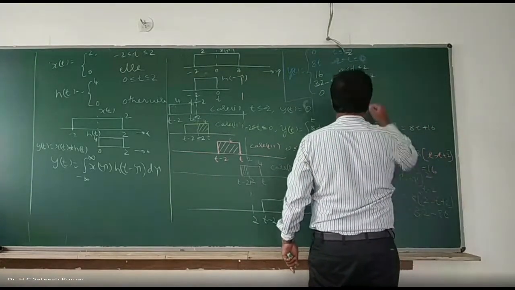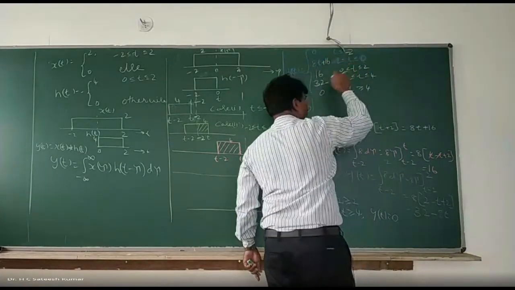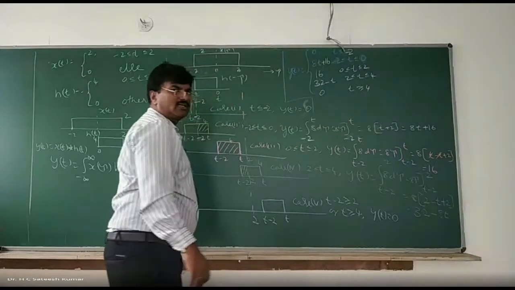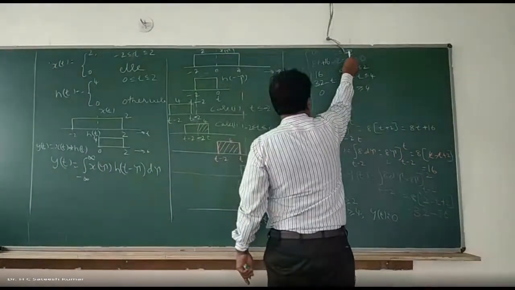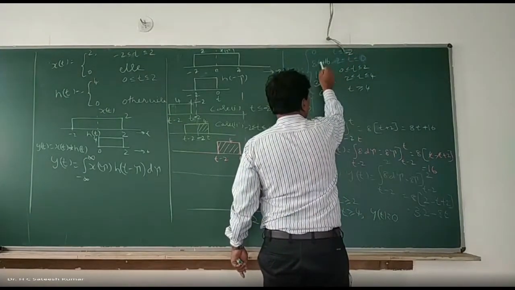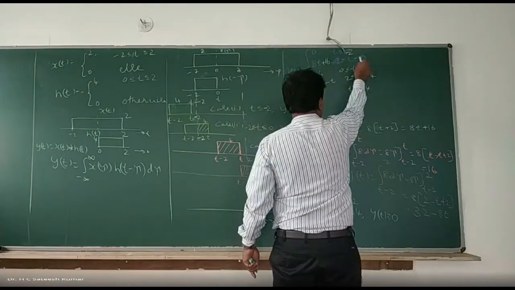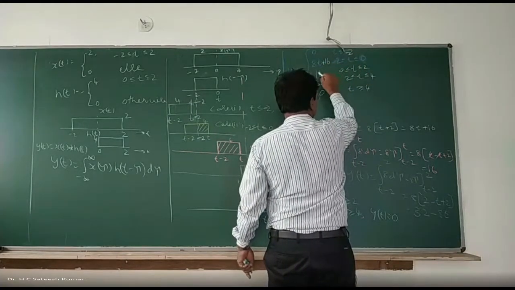8t plus 16. This is 8t plus 16. See, when you are verifying the answer, if it is not correct, it will not match at all. Now you check it out. At minus 2, it is 0. Minus 2, you substitute: minus 16 plus 16 is 0. Correct. At 0, its value is 16. At 2, it is 16.